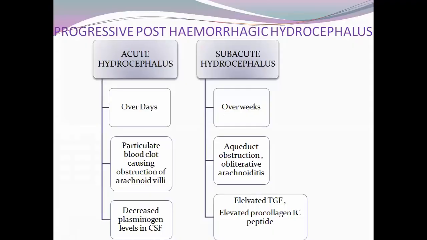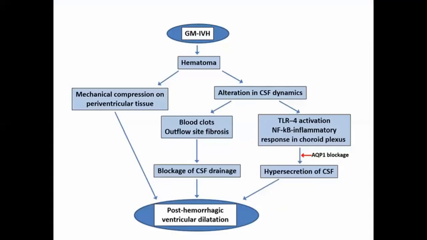And the next complication is progressive post-hemorrhagic hydrocephalus, which can be acute or subacute. Acute is observed over days, subacute is observed over weeks. And the acute is mainly due to particulate blood clot causing obstruction of the arachnoid villi. It has also been observed that there are decreased plasminogen levels in CSF, thereby the clot is not lysed early. And subacute hydrocephalus is due to obliterative arachnoiditis, mainly by fibrosis due to elevated TGF and procollagen 1C peptide.